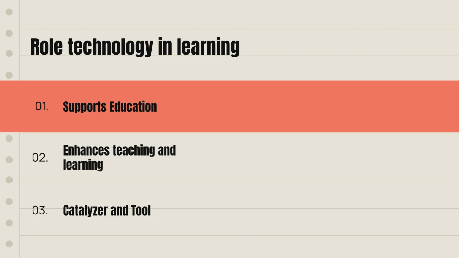Now let's discuss the role that technology plays in learning within the classroom. Well, for one, it supports education. It allows students to be supported and teachers to provide scaffolding and tailoring of lessons. Number two, it enhances teaching and learning. And number three, it is a catalyzer, which means that it speeds up learning within the classroom when used properly.